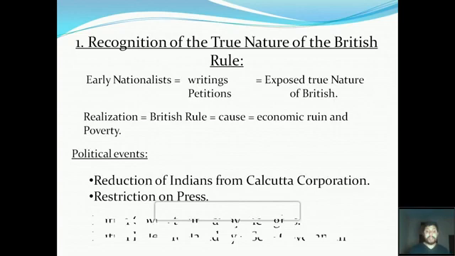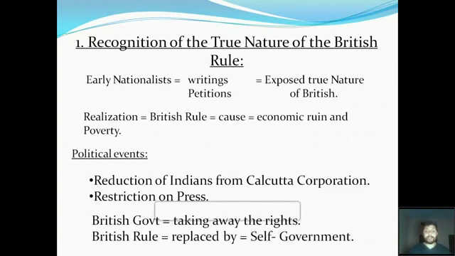So because of these actions, the people of India came to realize that the British were not giving more freedom. Rather than giving freedom, they were taking away the rights of the Indians. So it was the people's realization of the real nature of the British ruling system.